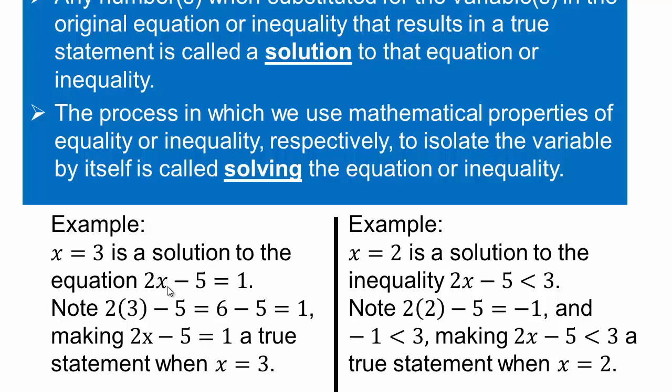2 times 5, 10. 10 minus 5 is 5. 5 is not equal to 1. So 5 makes this statement false. So 5 would not be a solution to this equation.